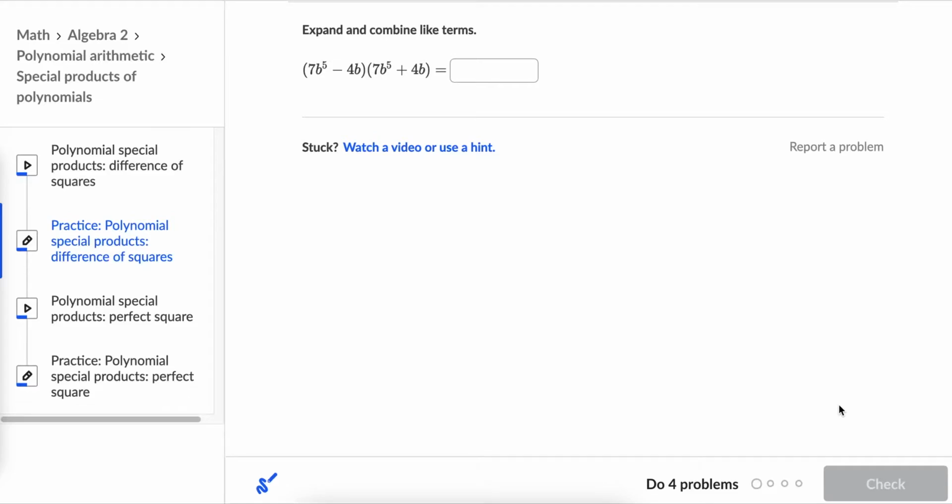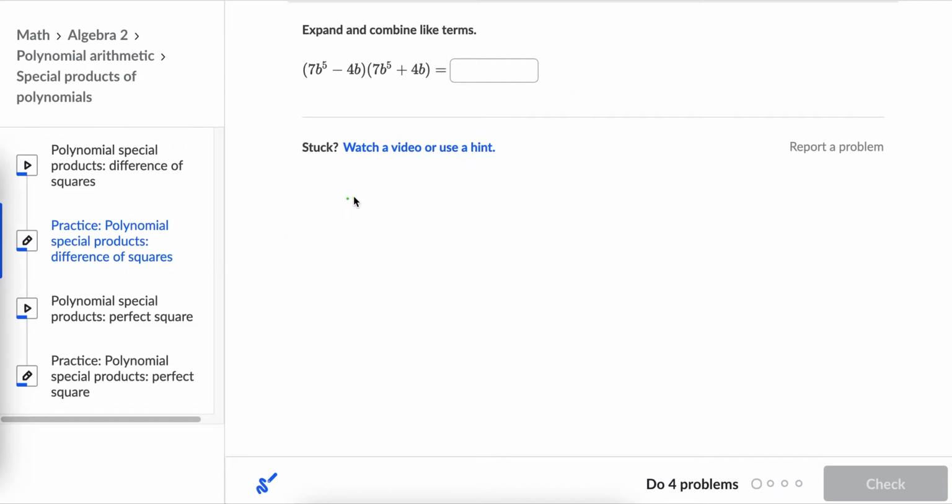Hello, so today we're going to look at special products of polynomials. We've just looked at multiplying polynomials, and we're going to look at these products that are kind of special because we've looked at them before. The two that we're going to focus on today are the difference of squares and perfect squares. So let's take a look first of all at the difference of squares.